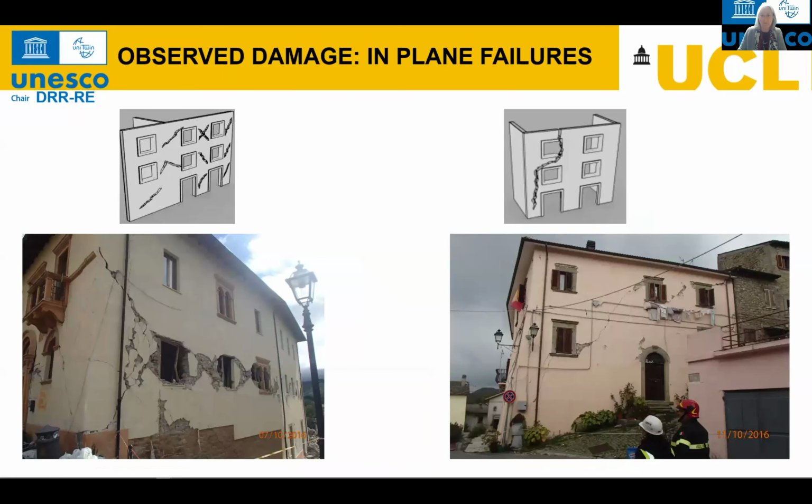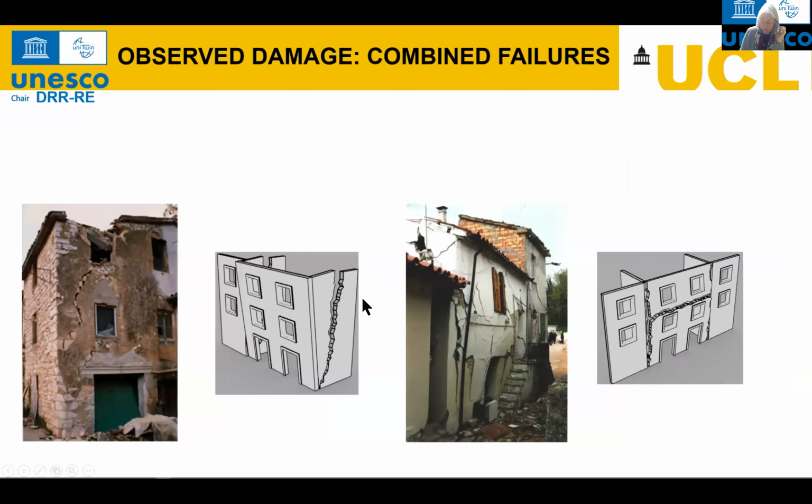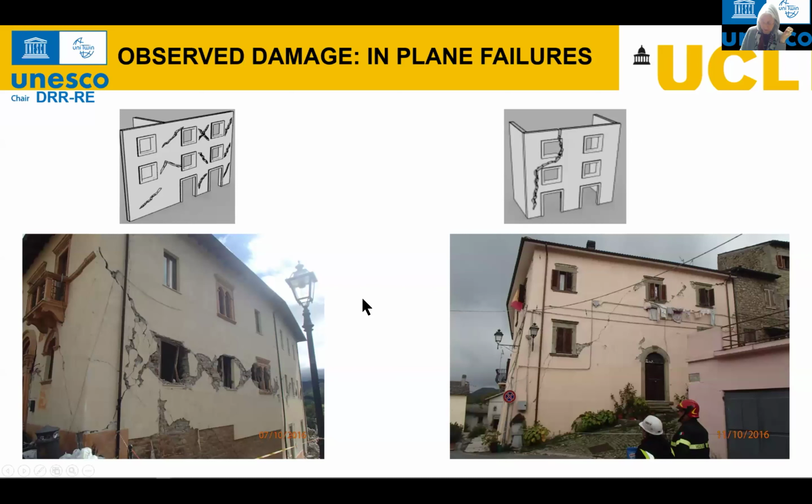If we go further in the observation, we can look more in detail at the in-plane failures. And in this case, we can recognize, oops, why does it keep jumping? I don't understand.